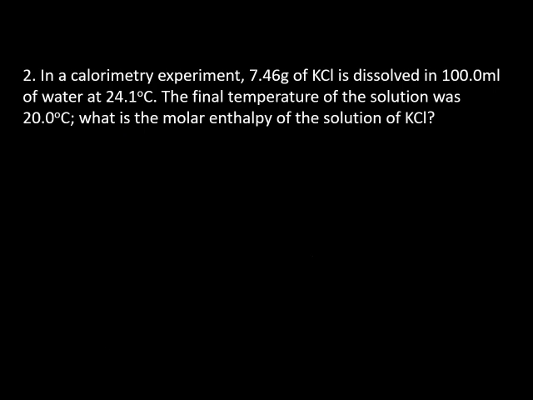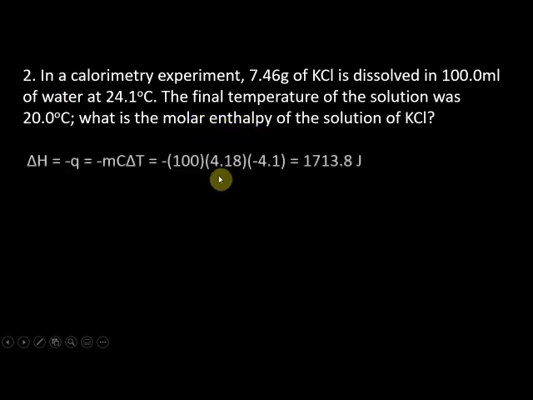Question number 2. In a calorimetry experiment, we've got 7.46 grams of potassium chloride. We dissolve that into 100 milliliters of water at 24.1 degrees Celsius. Once we're done, the final temperature of the solution is only 20 degrees Celsius. What's the molar enthalpy of solution for potassium chloride? Right, so notice right away that the temperature is going down. So the surrounding water temperature is going down. That means the system is absorbing energy, so we're going to have a positive enthalpy change taking place here.